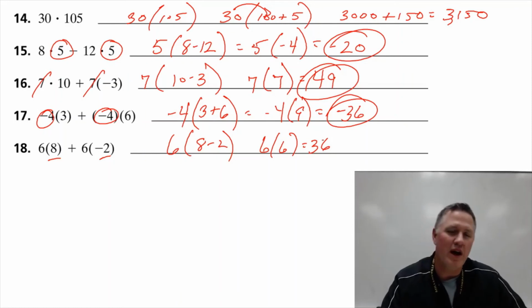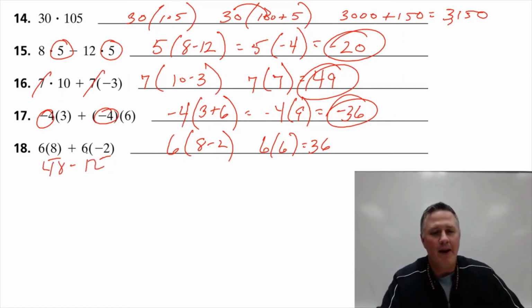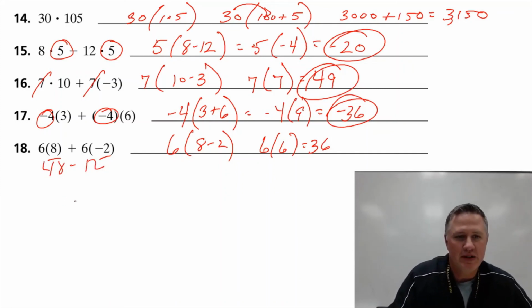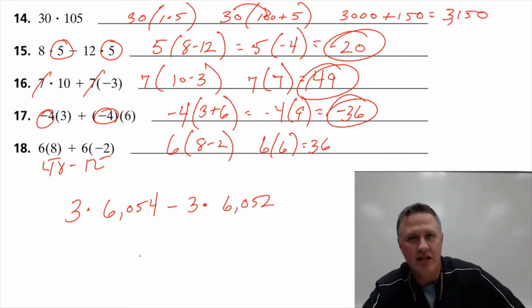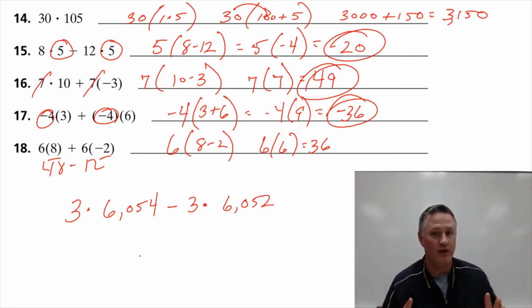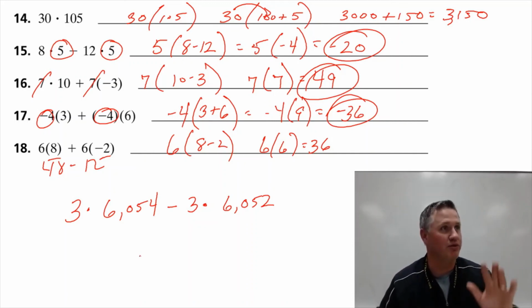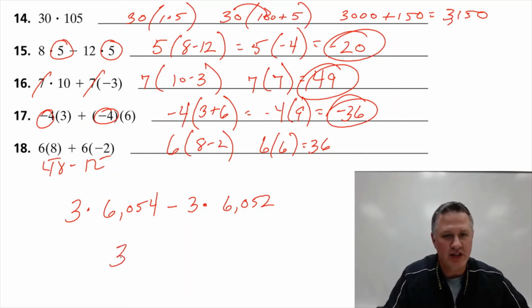All right, you might say, why would I just do that? Why can't I just do like 48 minus 12? That's easy. Well, let's say you have this crazy long problem: 3 times 6,054 minus 3 times 6,052. Now you might say, oh my gosh, that would take me forever. Well, they're both times 3.